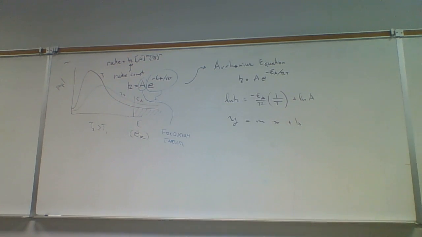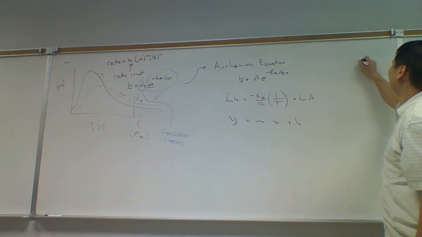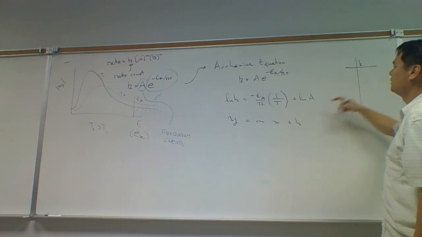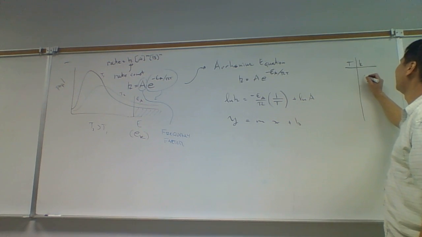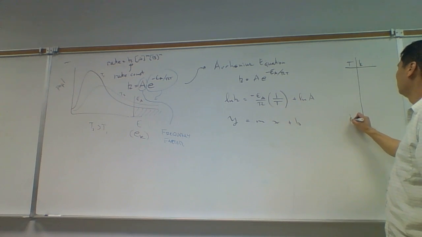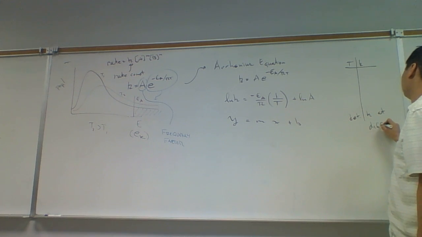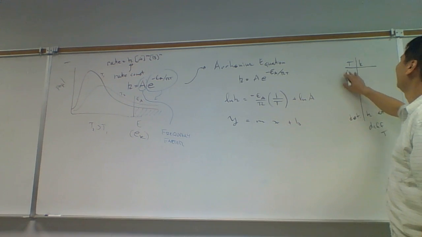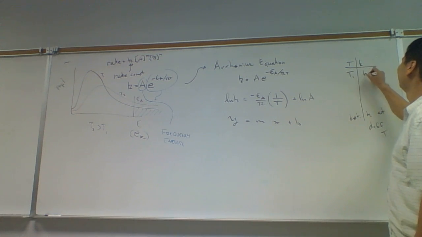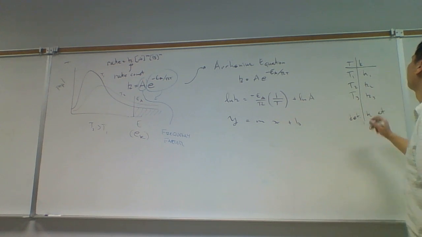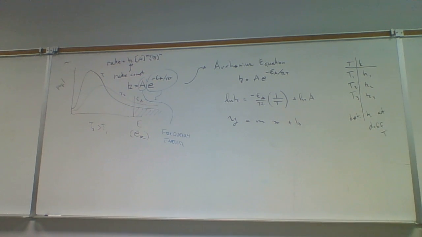This is typically what's done: you collect a bunch of k's at different temperatures. So we determine the rate constant k at different temperatures. At T1 we get k1, at T2 we get k2, at T3 we get k3. And then we plot this out. We get an Arrhenius curve like this.